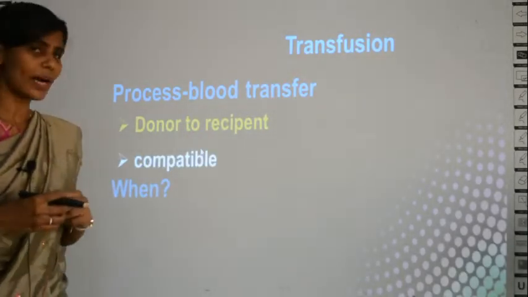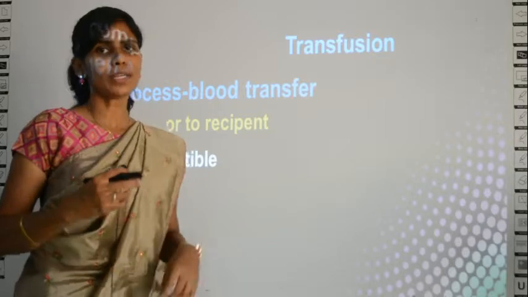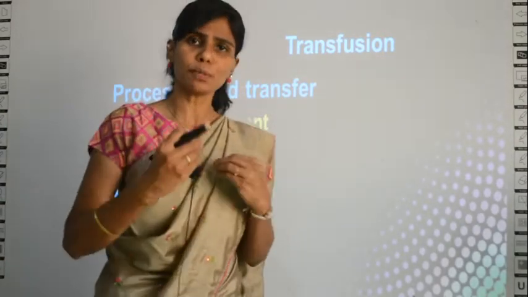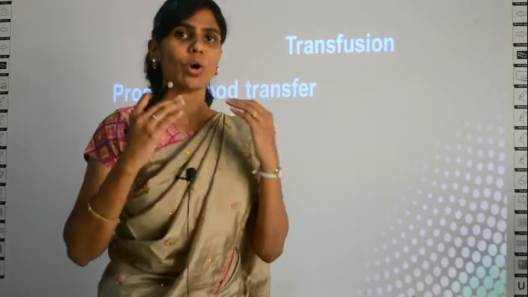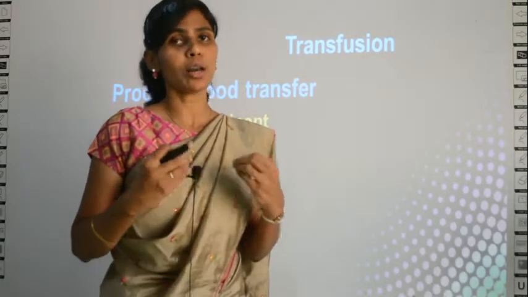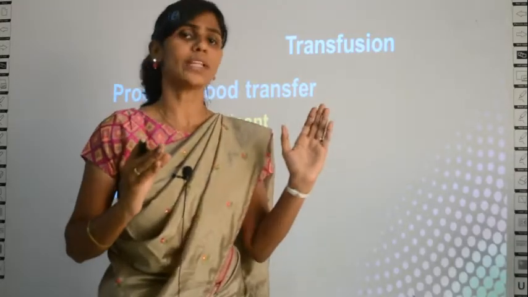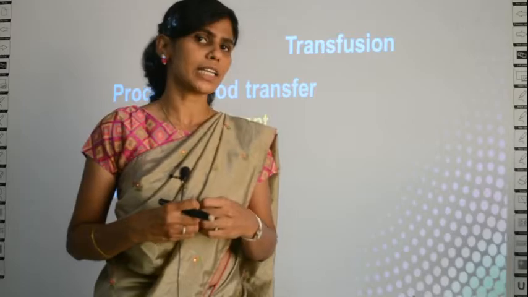For this there is one condition: the blood group should be compatible. What is this compatibility? Already we have studied a chart, no? Which blood group person can donate blood to which group of people we have already studied. Only that will be compatible. All blood groups cannot be given to one another. Only according to that rule the blood can be transfused or transferred.